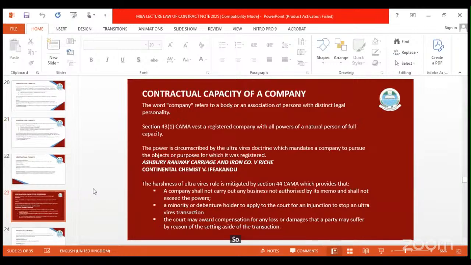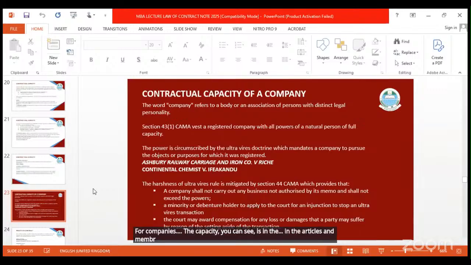So when it comes to capacity in respect of a company, I said that before, and it's very important for us to say it again, because for companies, the capacity you can see is in the articles and memorandum of the company. Now, I ask this question for those of you that are working with companies. Have you ever had cause to ask in your place of work for the memorandum of the company you're working with?